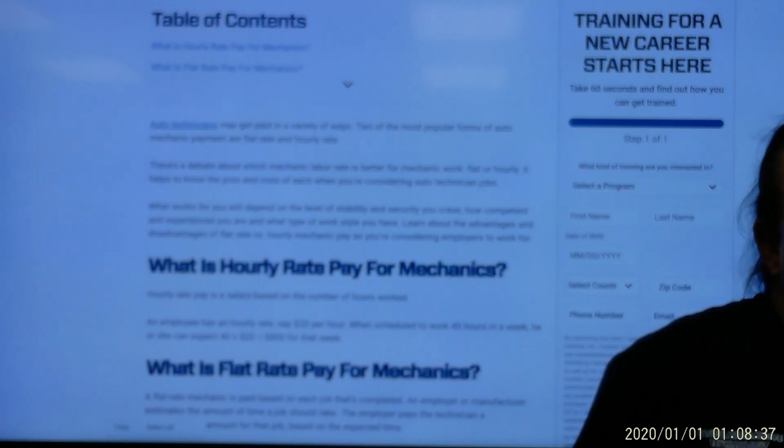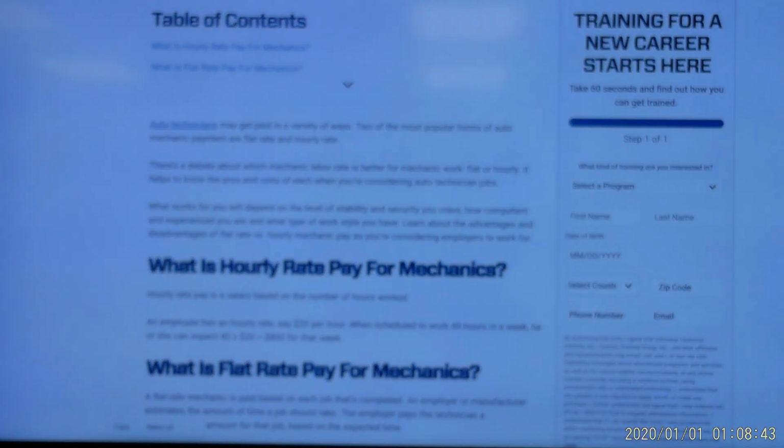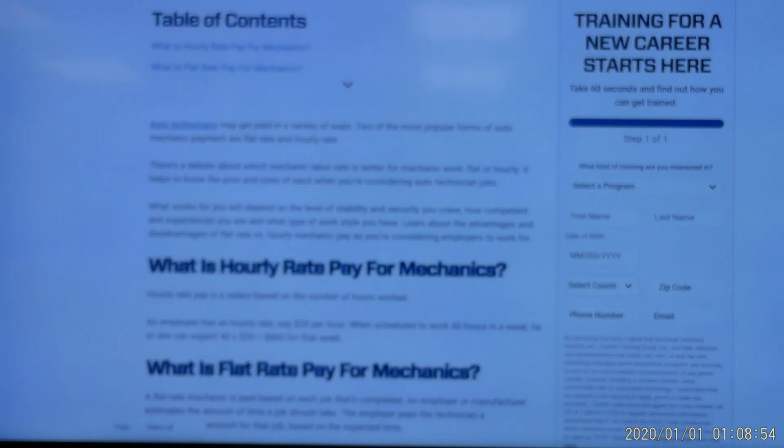But we're going to land on something called flat rate pay. All right, and I found, behind me, this is Universal Technical Institute's webpage, and it kind of explains a little bit about the difference between flat rate and hourly pay and the advantages and disadvantages of both. I'm going to send you all a link to this later, but I'm not going to sit here and read the page to you. Okay.